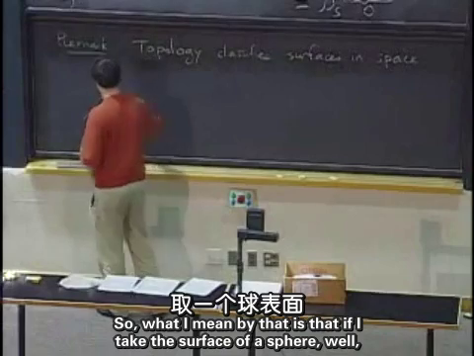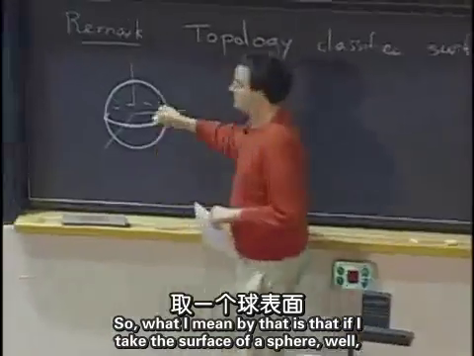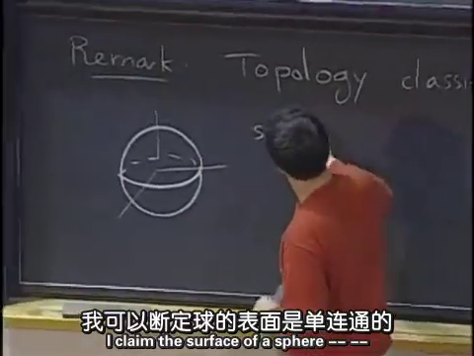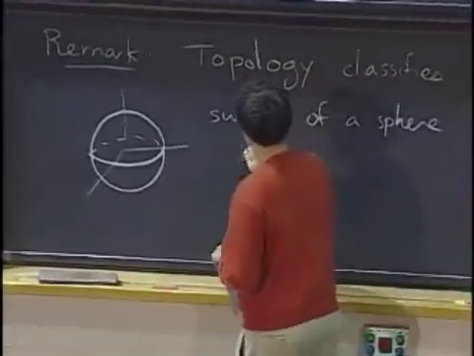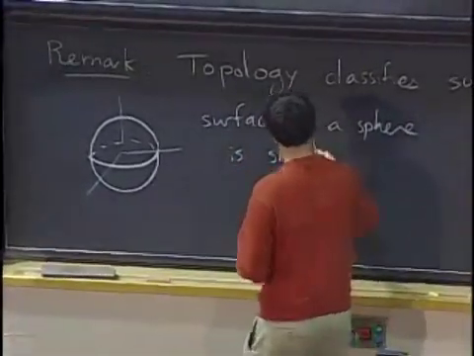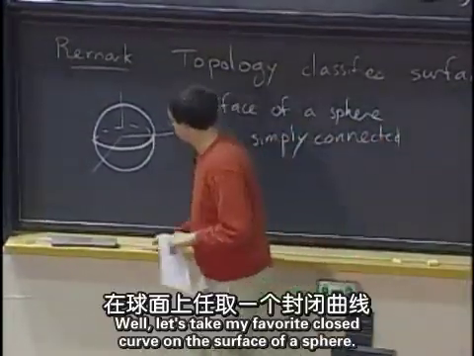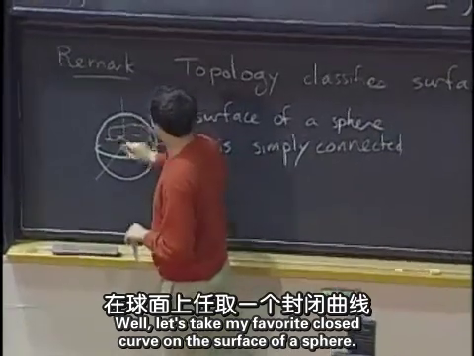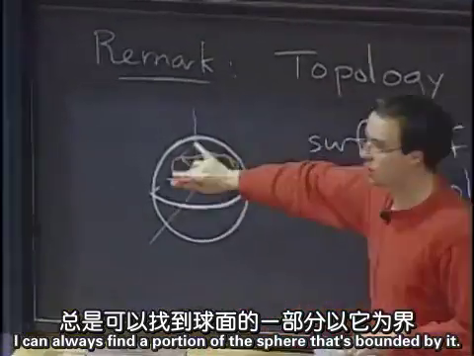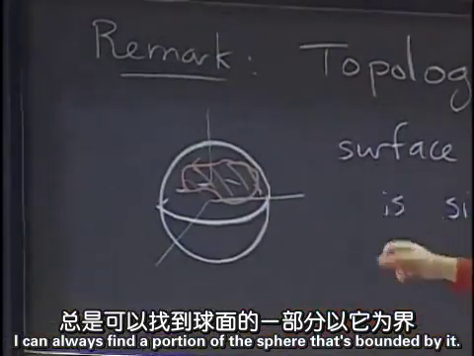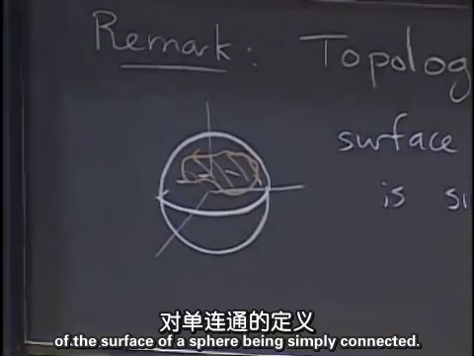So what I mean by that is if I take the surface of a sphere, well, I claim the surface of a sphere is simply connected. Why is that? Well, let's take my favorite closed curve on the surface of the sphere. I can always find a portion of the sphere that's bounded by it. Okay. So that's the definition of the surface of a sphere being simply connected.